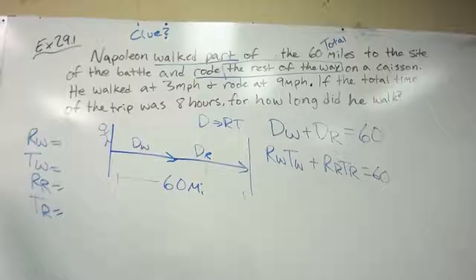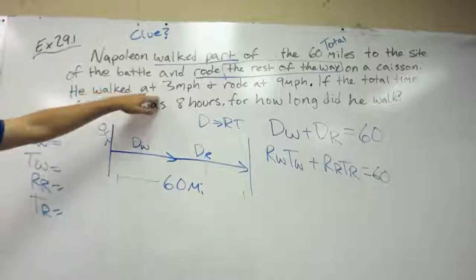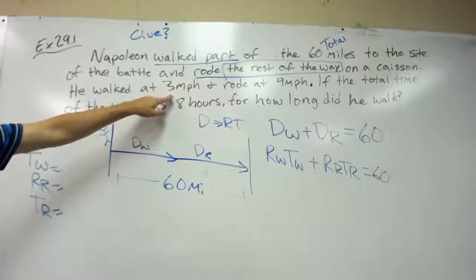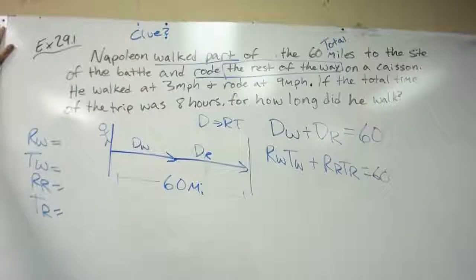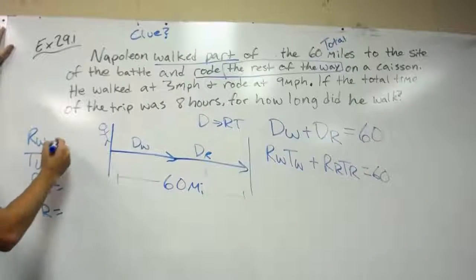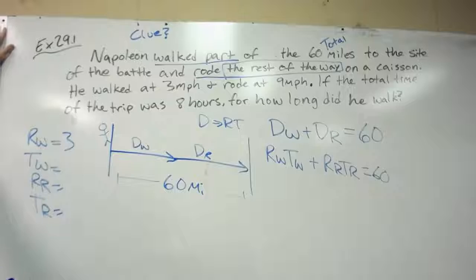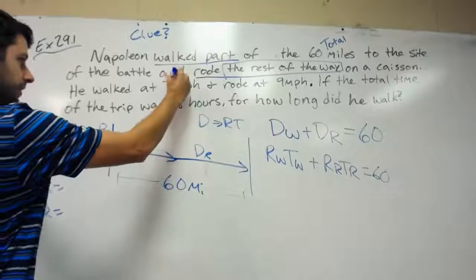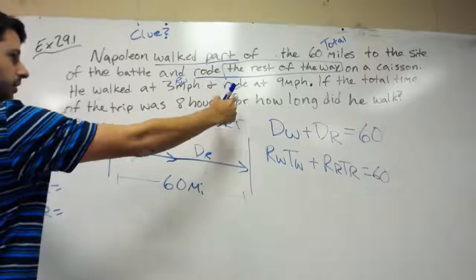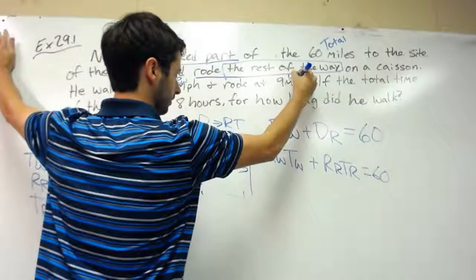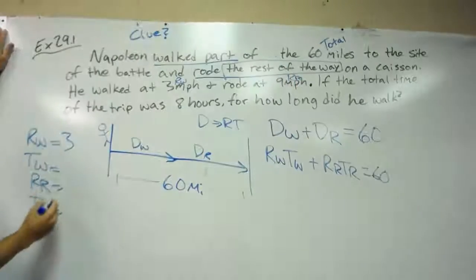So let's continue on. He walked at 3 miles per hour. Ding, ding, ding. What is that? Speed. So rate walked is 3. Got that. He rode at 9 miles per hour. Okay, so that's rate rode. Those are easy.